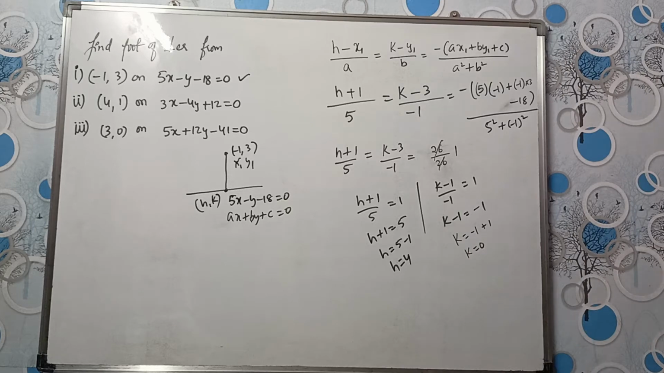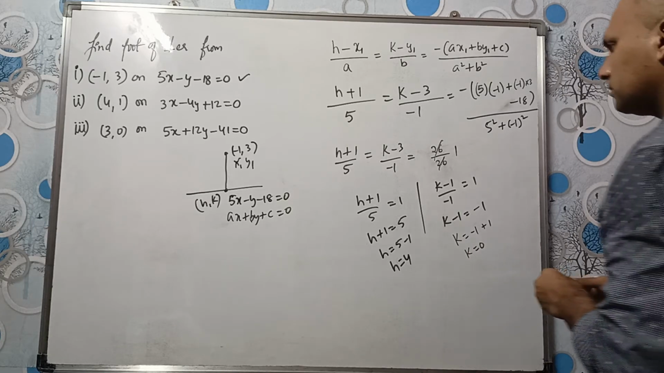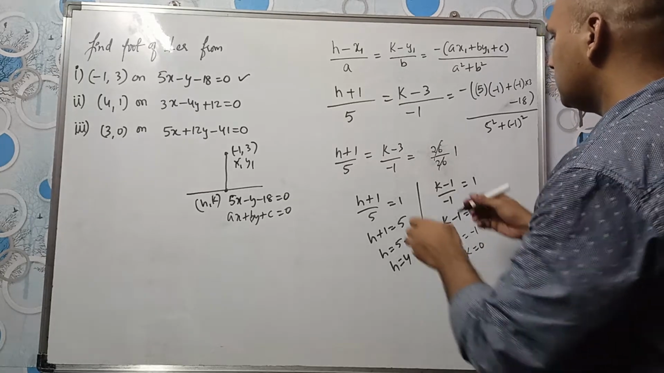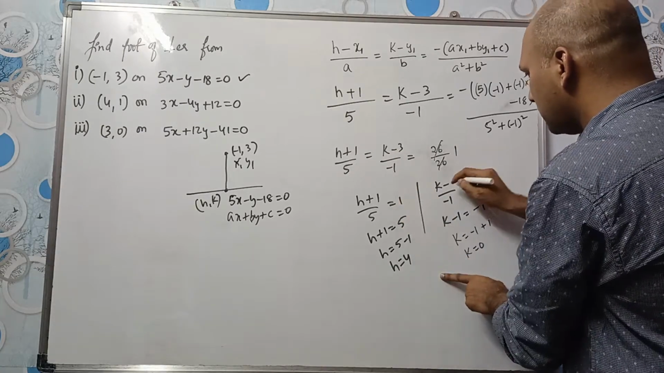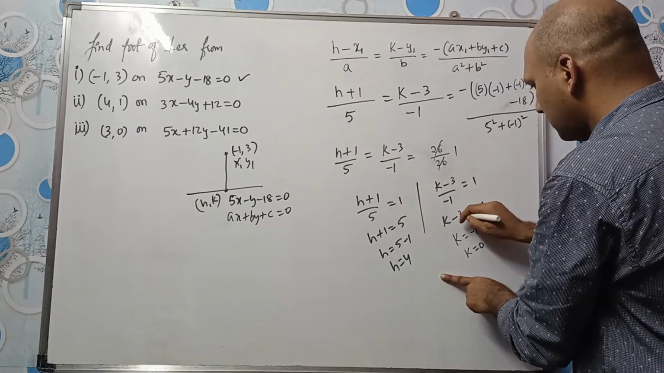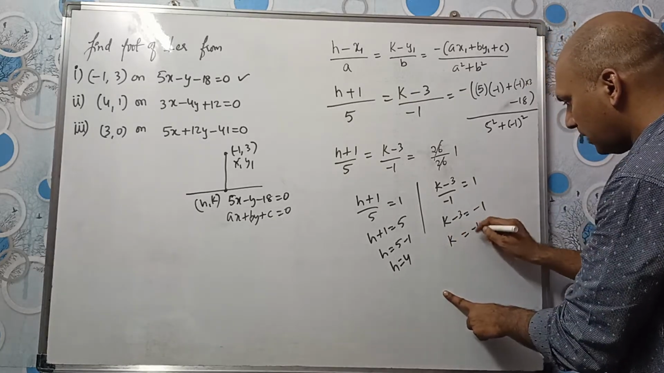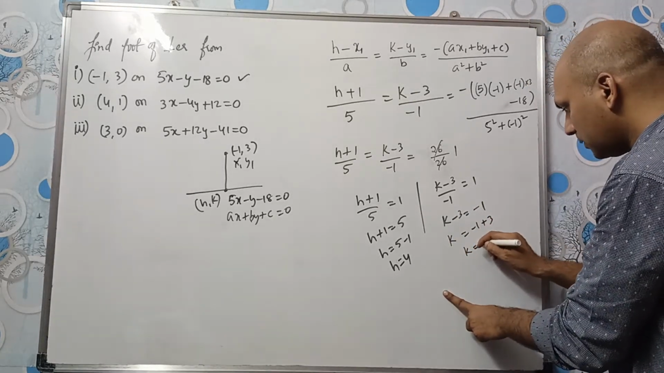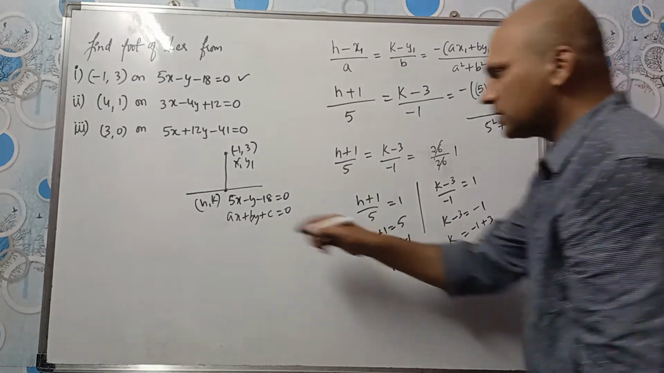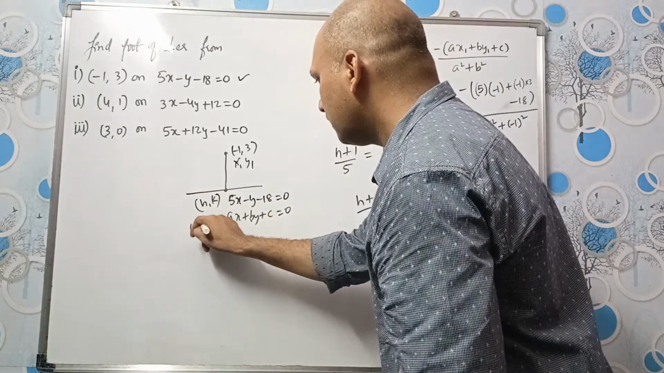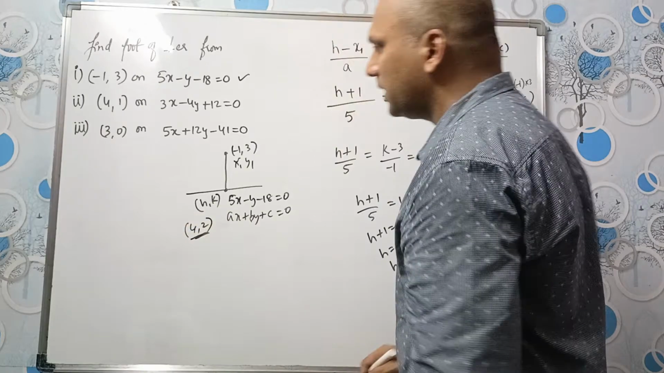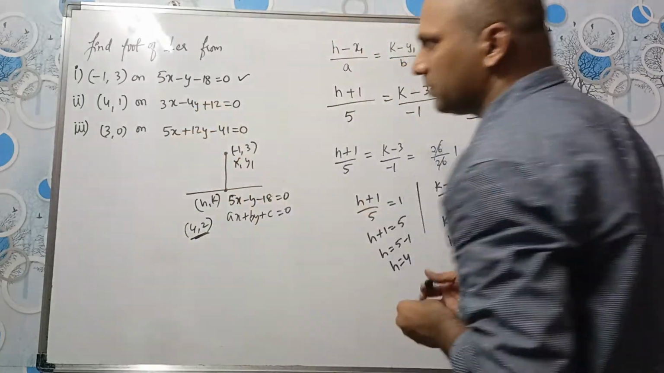Okay. So, oh, it is k minus 3, right? Sorry, this is k minus 3. I'm extremely sorry. So, we'll have k equal to minus 1 plus 3, k is equal to plus 2. Okay. So, foot of perpendicular is 4 comma 2. Okay. You please solve these two problems.